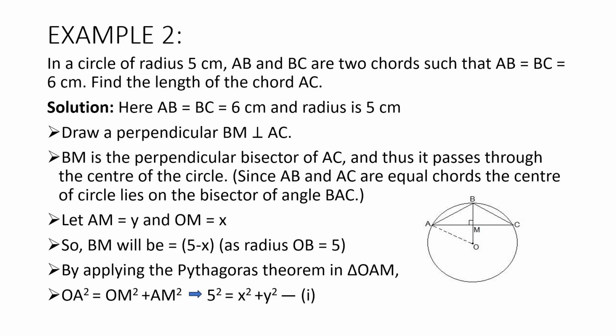Now let AM be equal to Y and OM be equal to X. But radius OB is equal to 5, given. So what will be BM? BM is equal to 5 minus X. Apply the Pythagoras theorem to triangle OAM. So OA square is equal to OM square plus AM square. So putting the values, 5 square is equal to X square plus Y square. Consider this as equation 1.